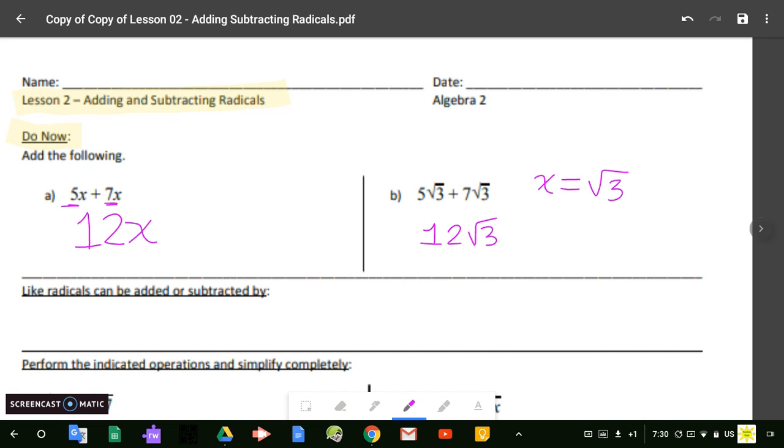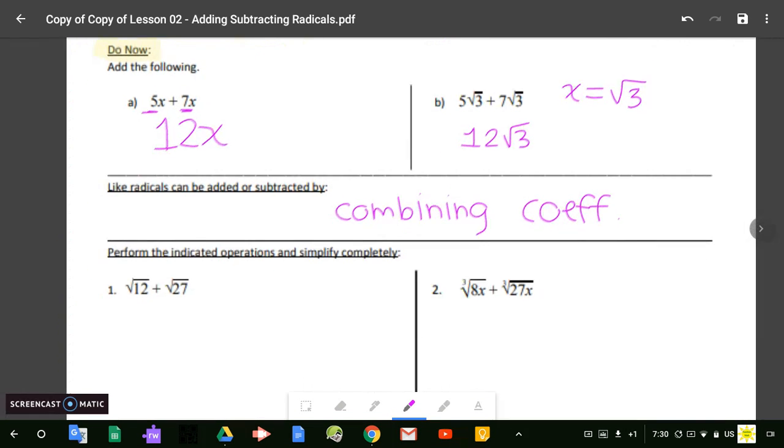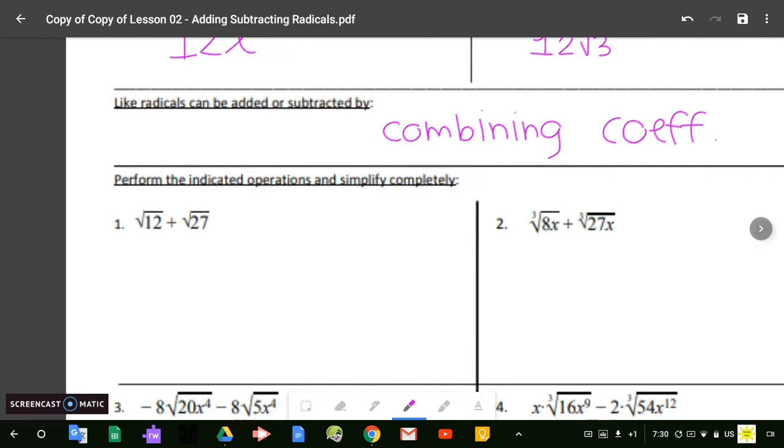So I figured out how to combine my like radicals by taking their coefficients and adding them together. So if we have like radicals, we can add or subtract them by combining their coefficients. Okay, so that's what this lesson is going to focus on.